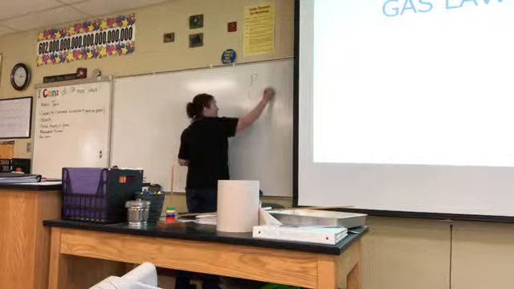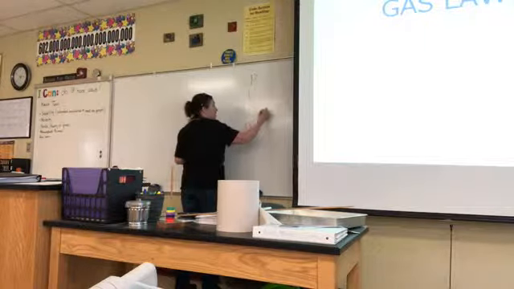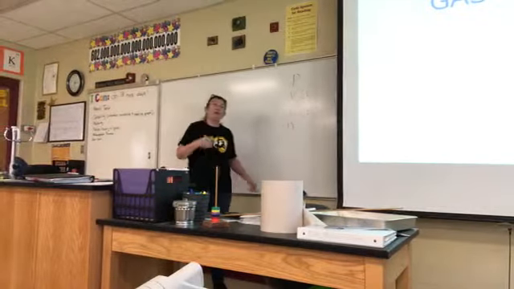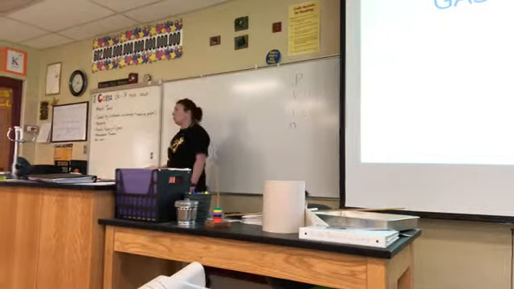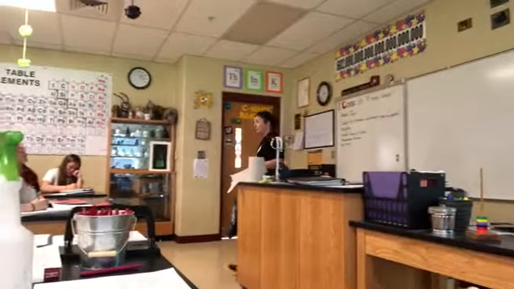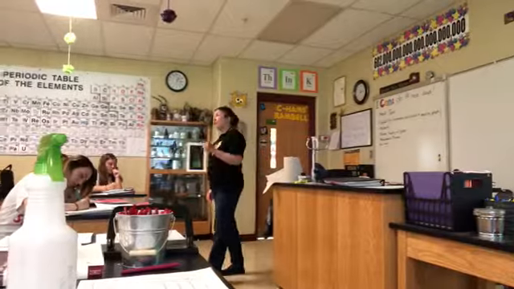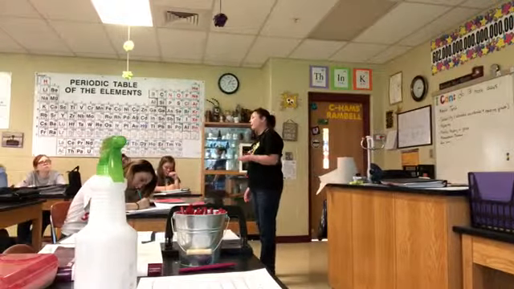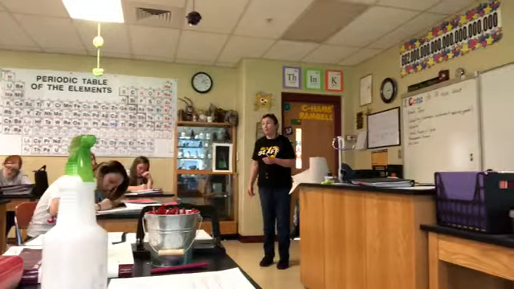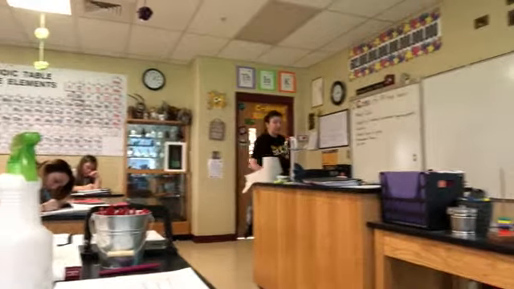Volume must be in liters. Temperature must be in Kelvin. Pressure can be in atmospheres, kilopascals, torrs, millimeters of mercury. It can be in any of those. But you have to have volume in liters, and temperature has to be in Kelvin. What's the instant? Number of moles. Okay?